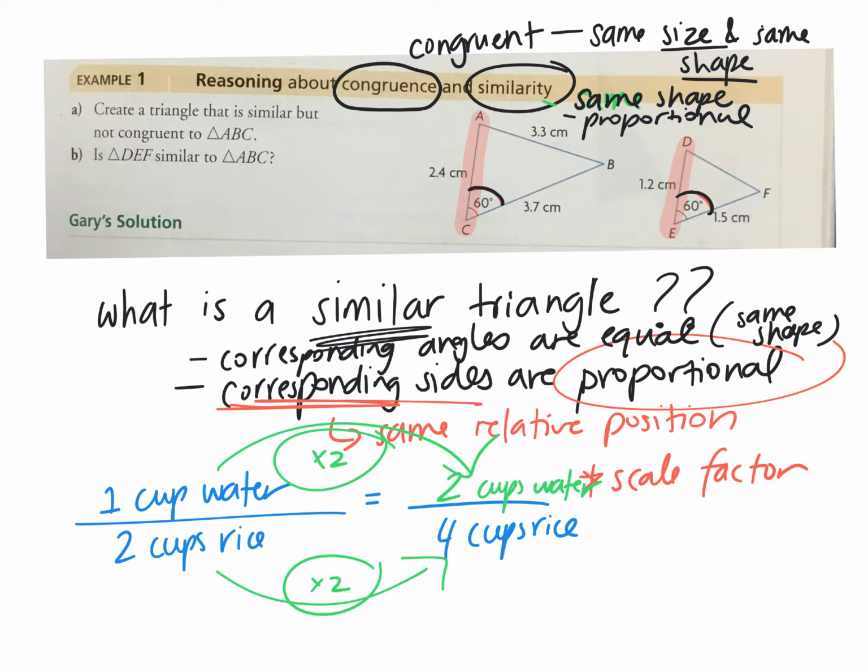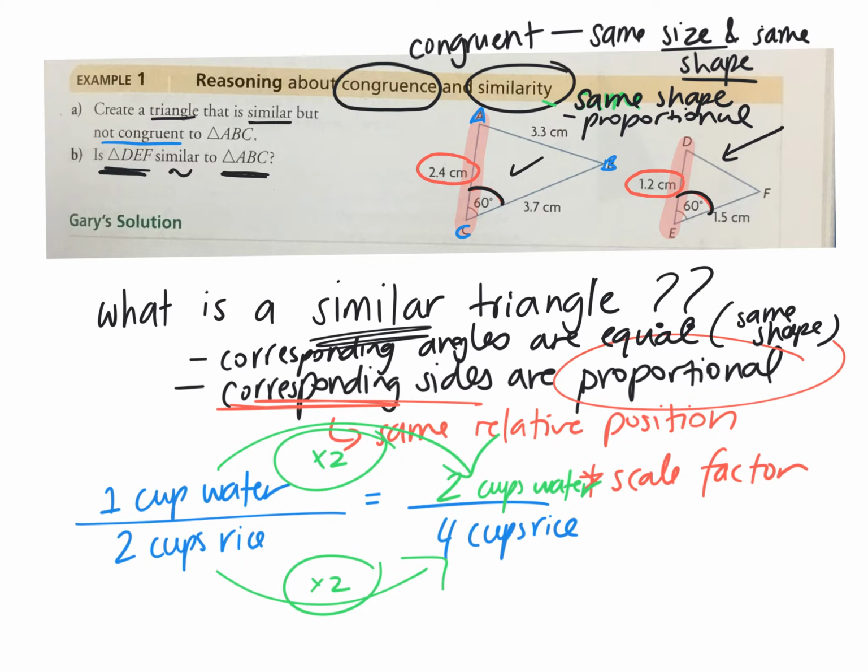Okay, so let's do the first example here. It says create a triangle that is similar to triangle ABC, but not congruent. So we're not drawing one that's exactly the same. You're drawing one that's similar, so you can make it up using all these rules. First, we need to figure out, is triangle DEF similar to triangle ABC? How can we figure that out? What can we do to calculate it? Do we have side lengths that are proportional?